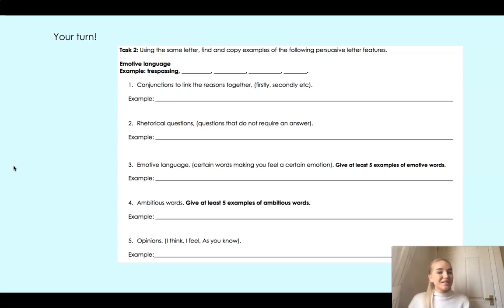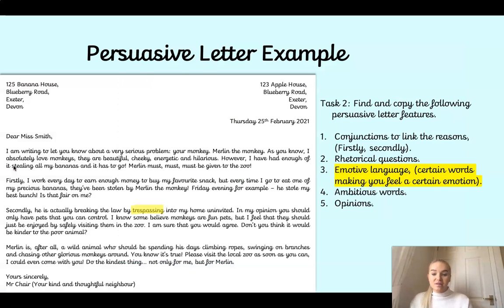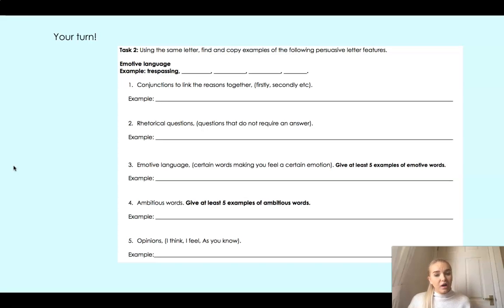So your final task for today is using the same letter, so this one here. Try and find and copy examples of the following persuasive letter features. So I've given you my example here, emotive language example, trespassing. Then you'd write a comma, then you'd write your next emotive word, another comma, next emotive word, and so on until you've got 5 emotive words. More if you can, but 5 minimum. So when you are making your list, you have to write the word, comma, write the word, comma, so that you break them up.